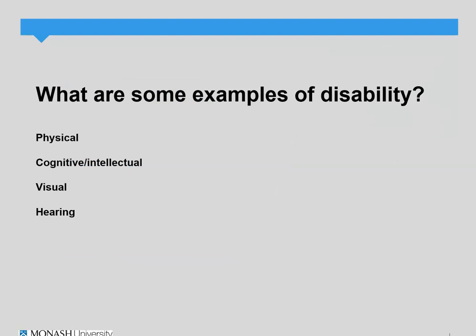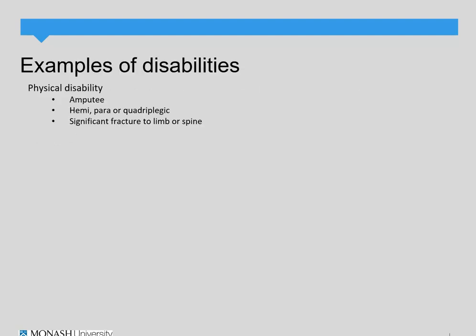Now we're going to have a look at some examples of disabilities, and I'm sure within these groups you're all going to have a number of ideas about what fits into the characteristics of physical disability, cognitive and intellectual disabilities, visual and hearing. The last two I think are very obvious.